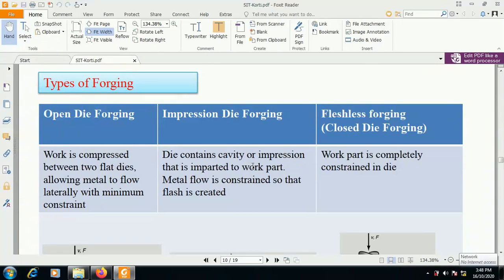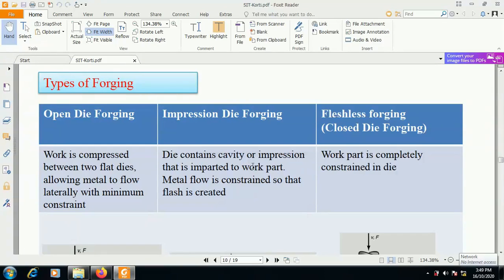Impression die forging means die contains cavity or impression that is imparted to the work part. Now in case of open die forging, dies are totally flat. In case of impression die forging, die cavity is machined to the dies. Upper die आणि lower die ला cavity machine केलेली असते, impression तयार केलेलं असतं, and that impression you have to give to the metal in the red hot condition. This is the impression die forging.